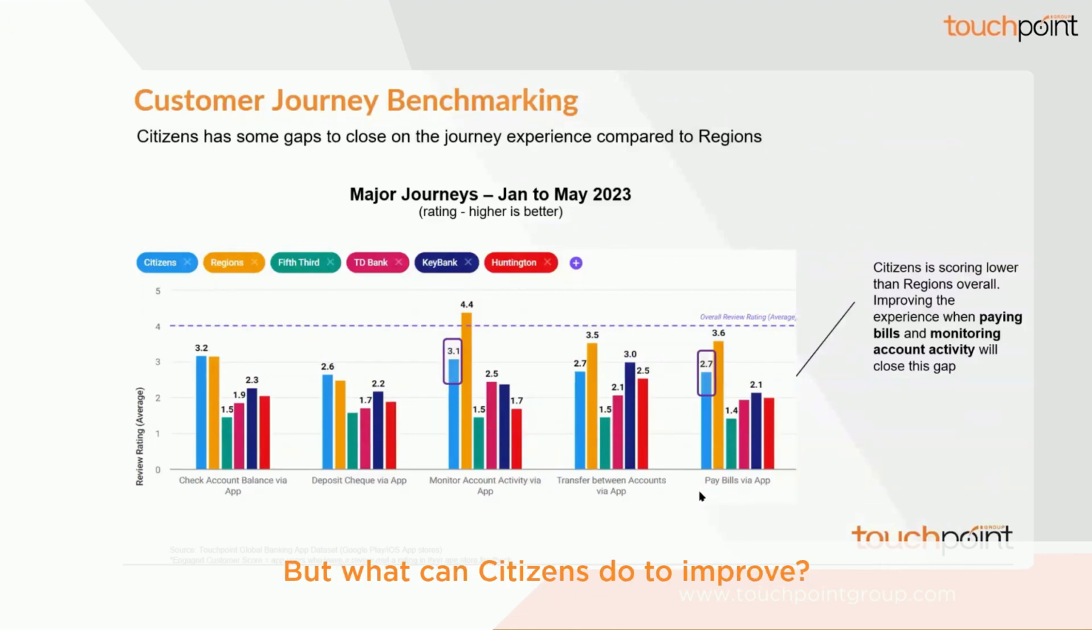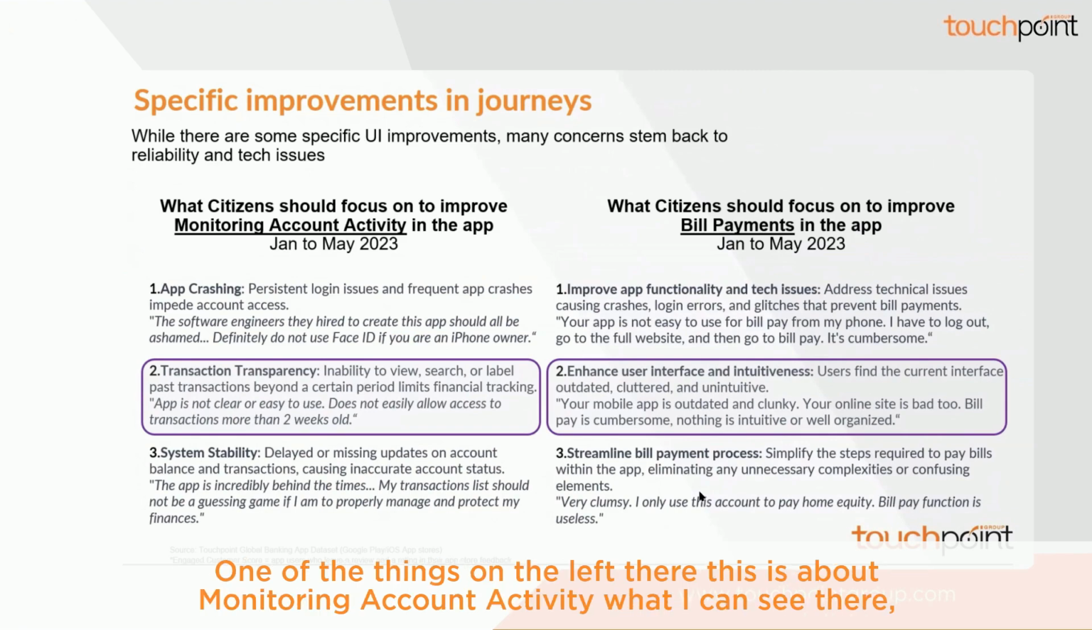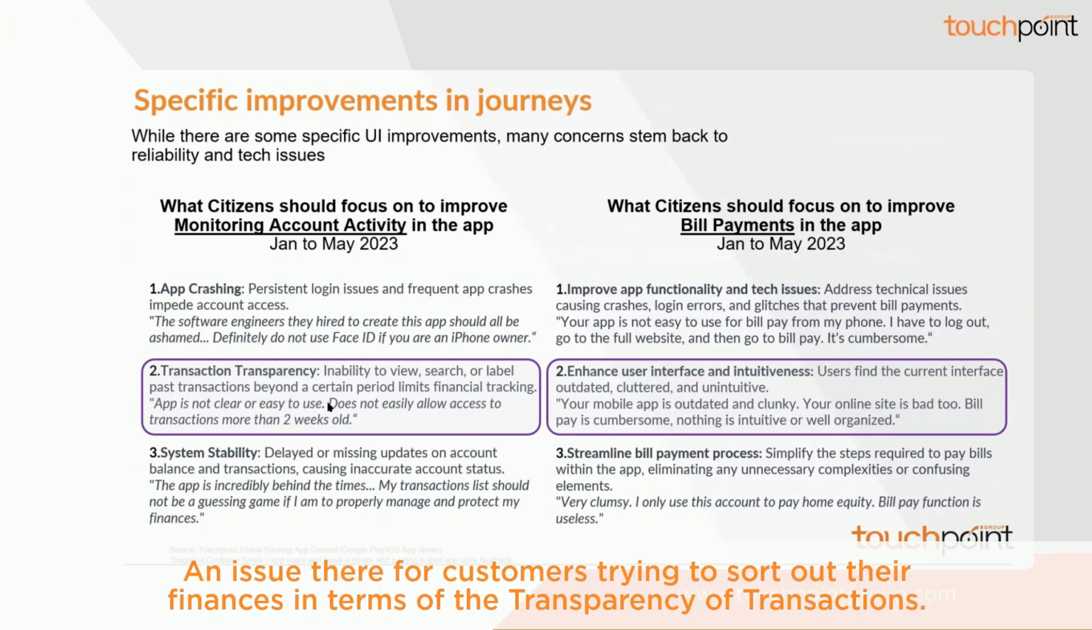But what can Citizens do to improve? Let's have a look. There's a fair bit here, but just as I said before, focus on the purple box. One of the things on the left is about monitoring account activity. Customers are saying there's an inability to view, search, or label past transactions beyond a certain time period. The app is not clear or easy to use and doesn't allow access to transactions more than 2 weeks old. So that's an issue for customers trying to sort out their finances, in terms of the transparency of transactions.